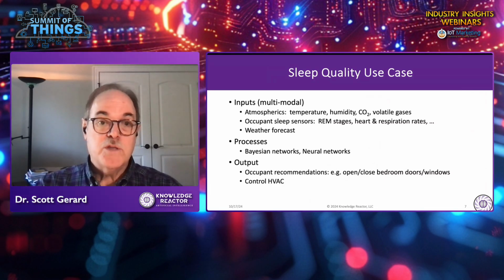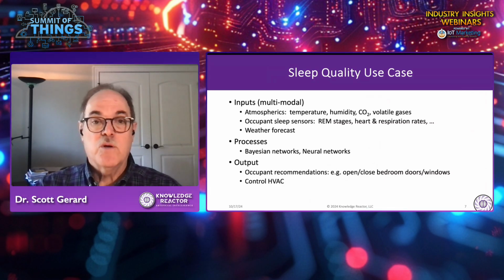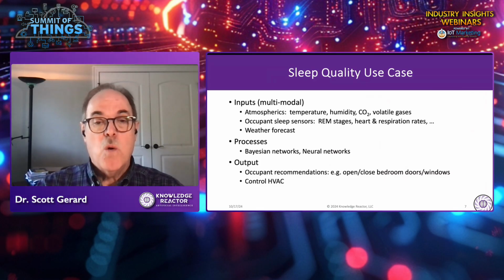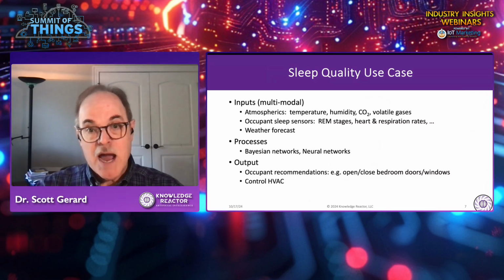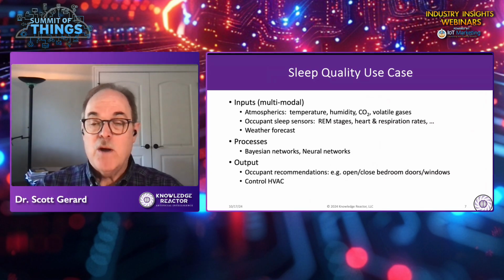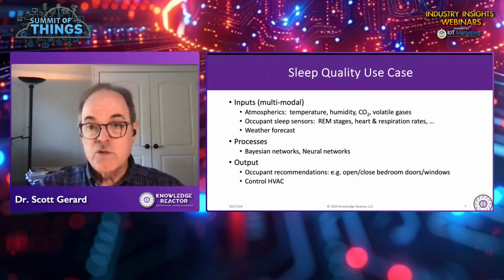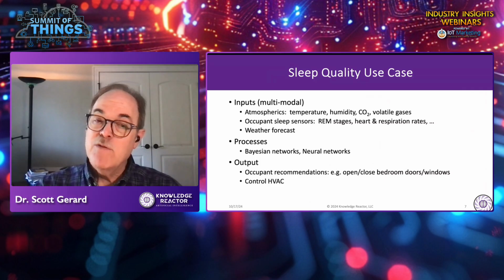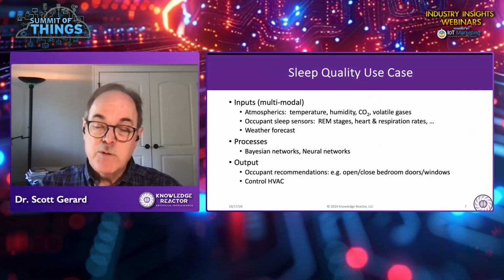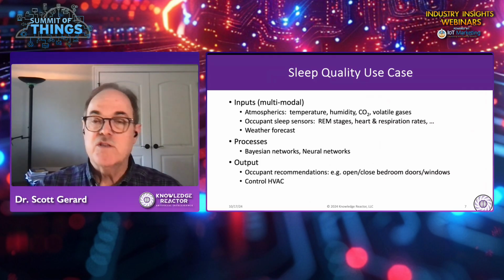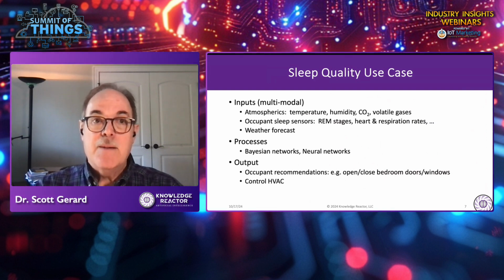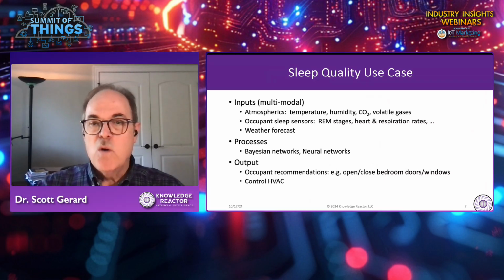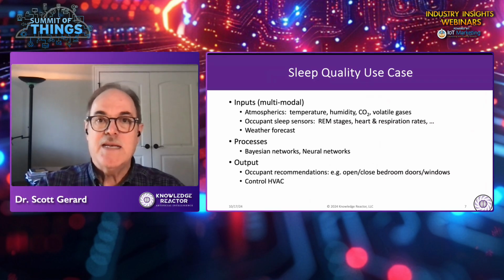What we did is we used some Bayesian networks, would have liked to have used some neural networks. The output in this case was one of two things. We were either going to make recommendations to the occupants saying, well, you're not sleeping well, so you need to open or close the bedroom doors. Maybe there's some windows you want to open or close. And if we'd gotten really clever, we would have been able to hook into the HVAC system and maybe turn the fans on and off when appropriate. We didn't get this to work very well because we had one of the problems I'm going to talk about in a minute, which is very small training data sets.